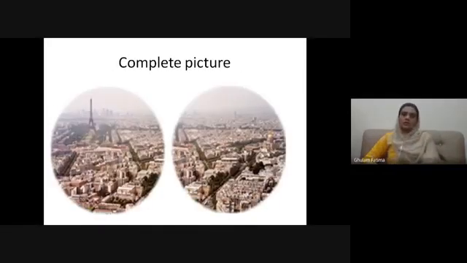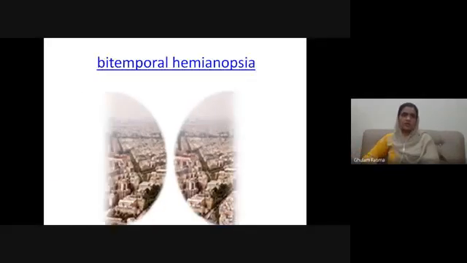So this is the complete picture. If all your fields are okay and there is no defect in any field, this is how it looks. This is called bitemporal hemianopsia. Hemianopsia simply means half, hemi means half. Hemianopsia means half of the visual field is not working, and bitemporal hemianopsia means that the temporal side of the visual field of both the left side and right side are not working. Only the nasal fields are visible for this person.